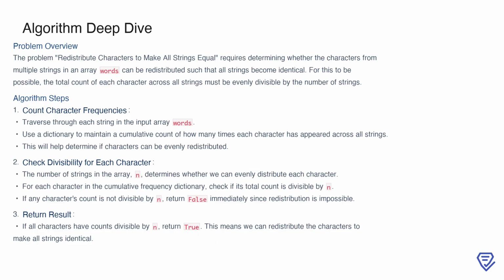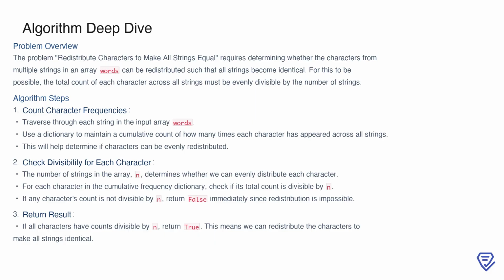In this problem, we are tasked with determining whether the characters from multiple strings in an array can be redistributed in a way that makes all strings identical. To solve this, we need to focus on the total counts of each character across all strings. If these counts can be evenly divided by the number of strings, then redistribution is possible.